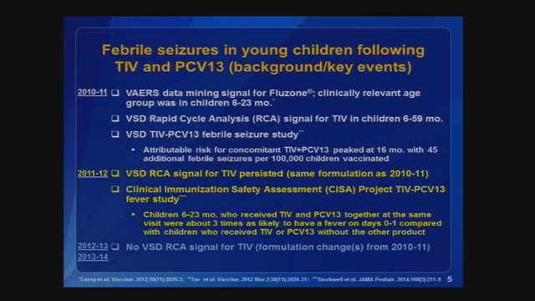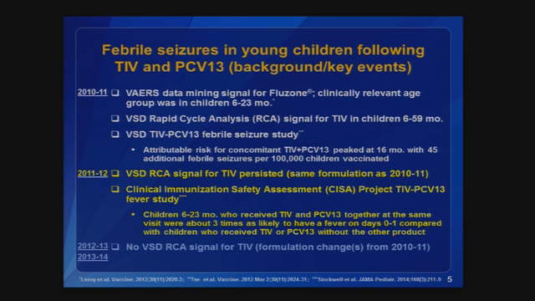So to recap background and key events, in 2010-2011, there was a VAERS data mining signal for Fluzone and febrile seizures. The clinically relevant age group was children 6 to 23 months old. And it's important to note that Fluzone is the only TIV that's approved for use in children 6 to 23 months old. At the same time, we were conducting rapid cycle analysis in the Vaccine Safety Datalink.